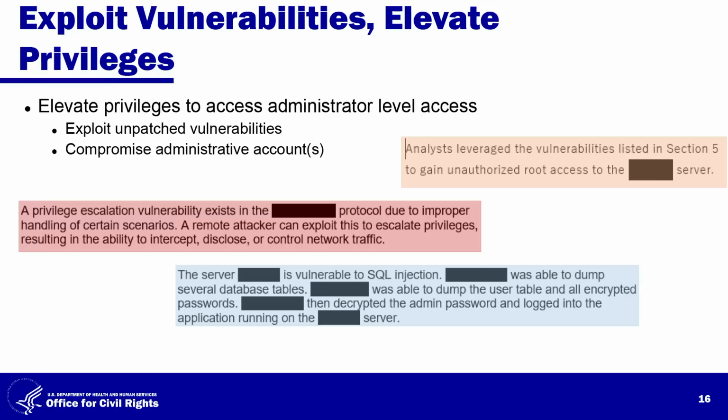This slide includes excerpts from OCR investigations showing an attacker's ability to elevate privileges. A SQL injection attack, which is an attack inserting malicious code into an application which allows the attacker to view or alter a database, provided access to a user table, which provided access to an administrator's password, which was able to be decrypted. Multiple vulnerabilities were present that could be exploited to gain administrator access to a server, and an unpatched vulnerability of a network protocol could be exploited to elevate privileges.